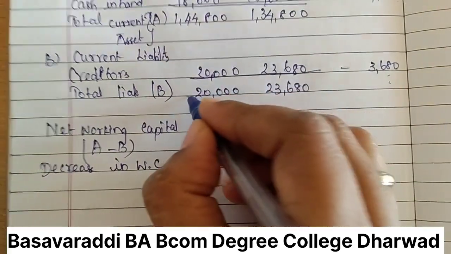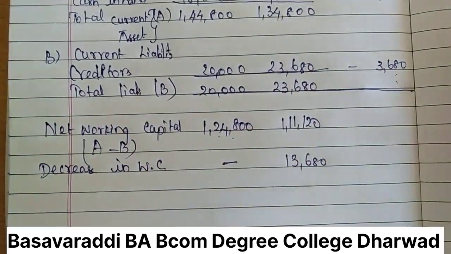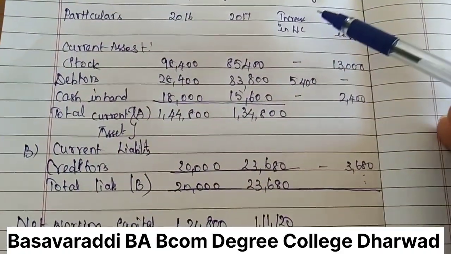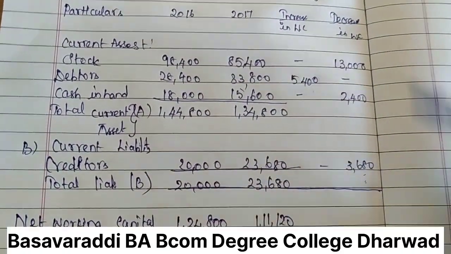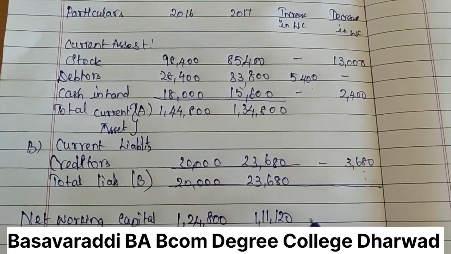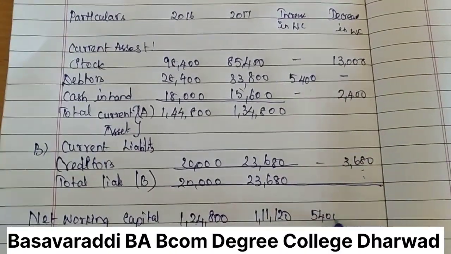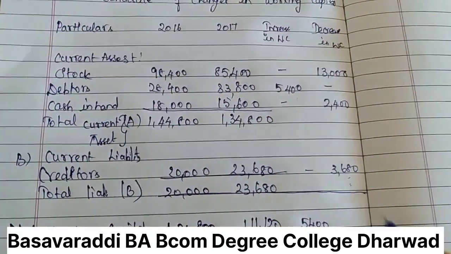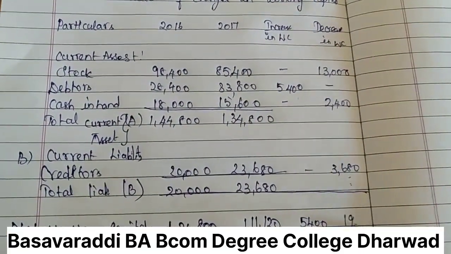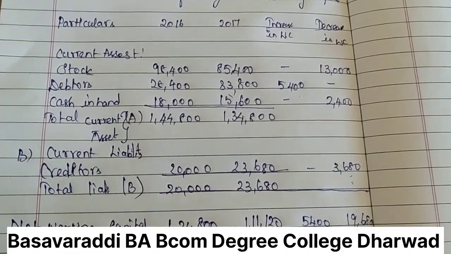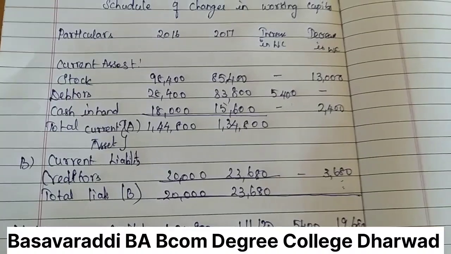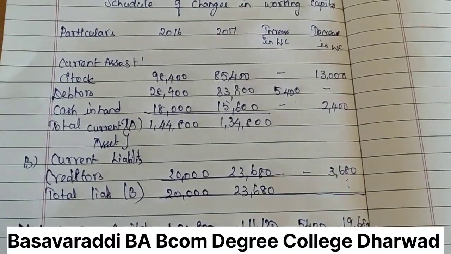Now we come to this side. What happened? Increase in working capital column, add it and put it here, 5,400. Here decrease in working capital, you add it and enter it here, 19,680. Where is the difference? In this side is the difference. The same amount 13,680 you have to enter, you tally it.